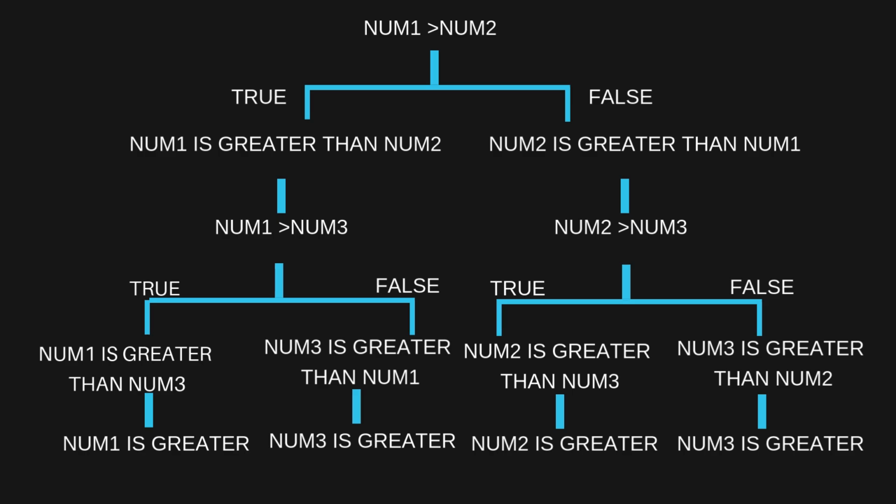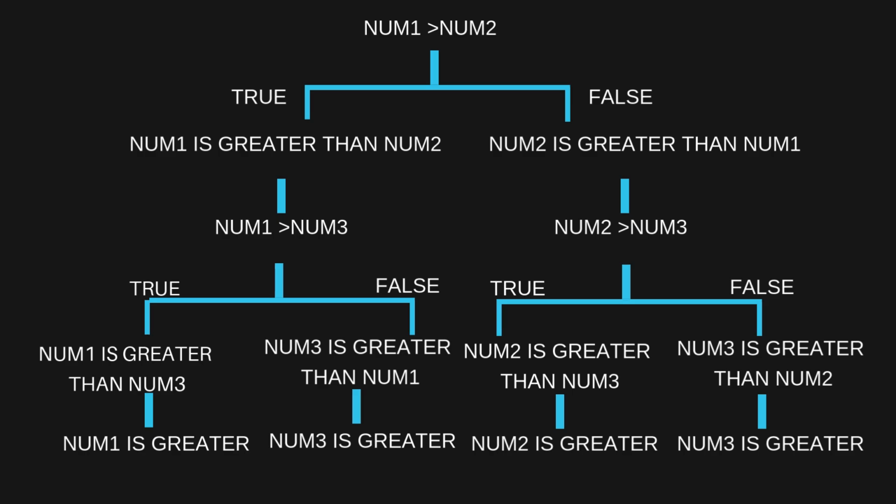Now we are going to check another condition, that number 1 should be greater than number 3. Then only number 1 is greater. Otherwise number 3 will be greater. So all these operations are performed only when number 1 is greater than number 2. If this condition is false, then we are going to get the result as number 2 is greater than number 1.